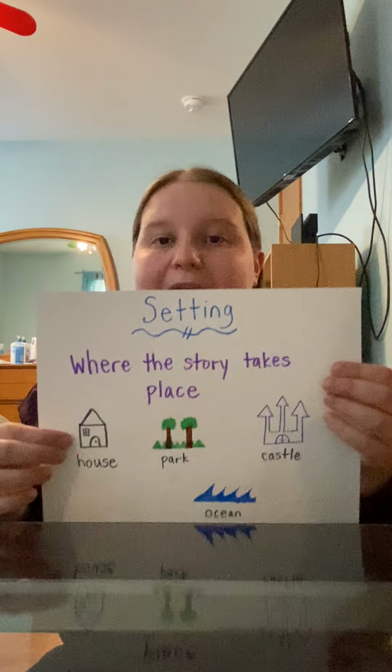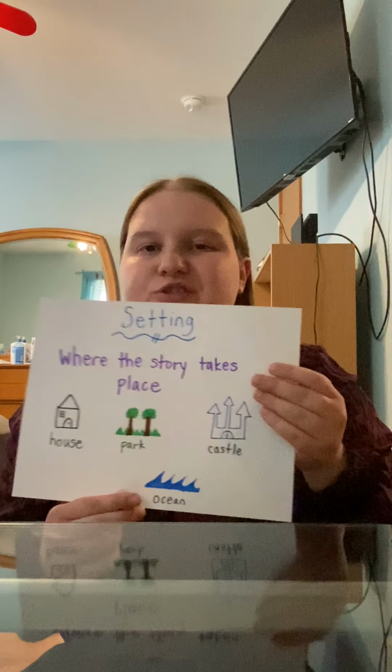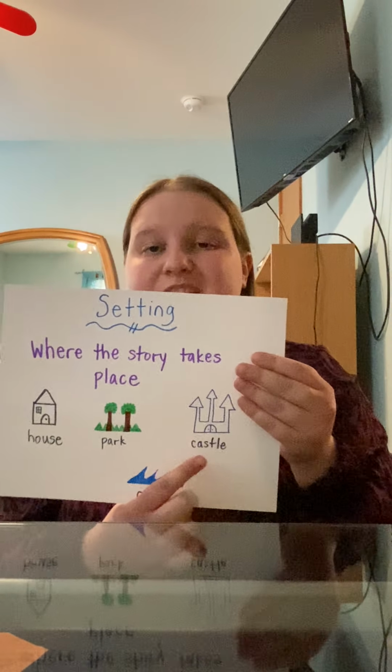At home this week, I want you to keep reading fairy tales, and I want you to think about the setting, and I want you to do just what I did. When you read a fairy tale, I want you to draw a picture of the setting to show where the story took place. Remember, the setting could be at a house, it could be at a park, a castle, or an ocean. Usually in fairy tales, though, a setting is probably a castle or a house, like in Jack and the Beanstalk or in Cinderella.